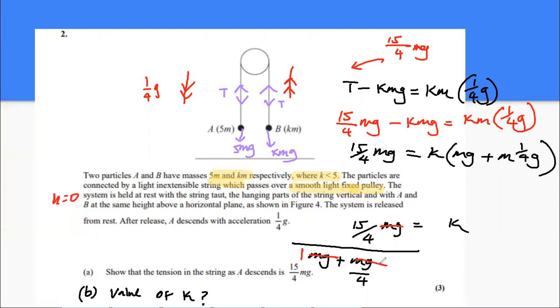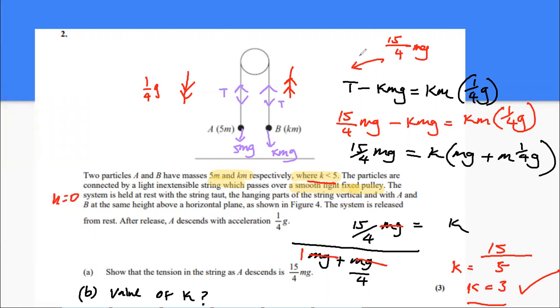And then we multiply everything out by 4. So if we do that, we've got 15 at the top, and then we have 5 at the bottom. And so k is equal to 3, and they did say that k is less than 5, so I know that this is correct. I've done the right thing. So that's part B.